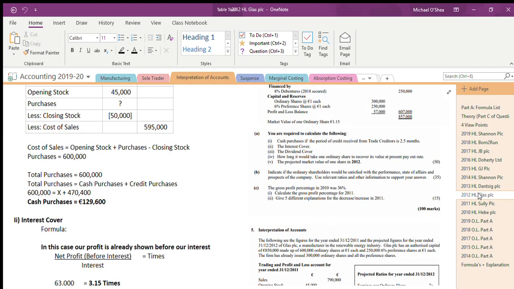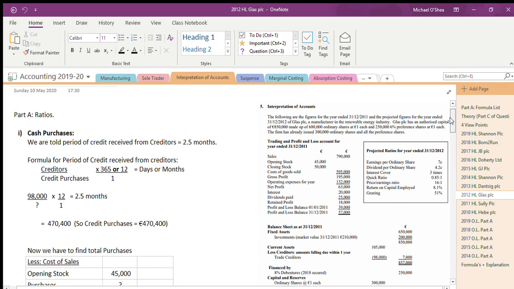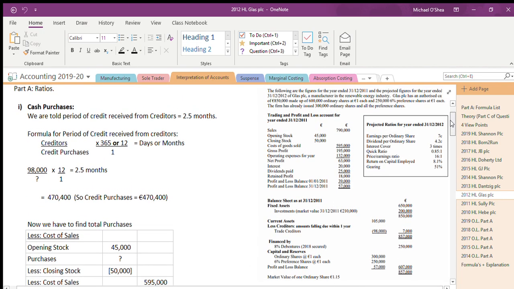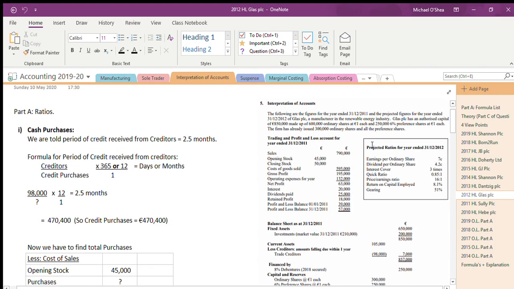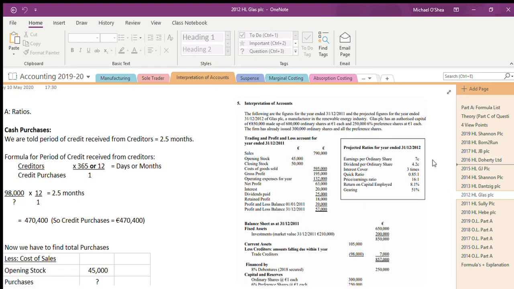So in general, this question was actually quite basic. We have our normal 5 different formulas here. I'll go through the last one actually. Before I do that, there is one thing I do want to draw your attention to, and it's this. The box that we usually see usually shows us the ratios from last year. This one is the projected ratios for next year.